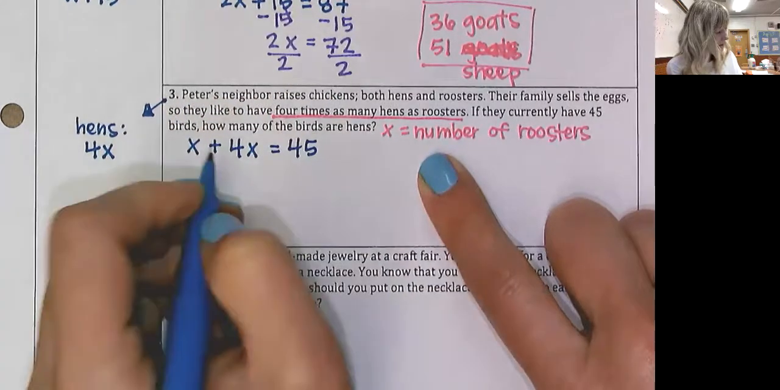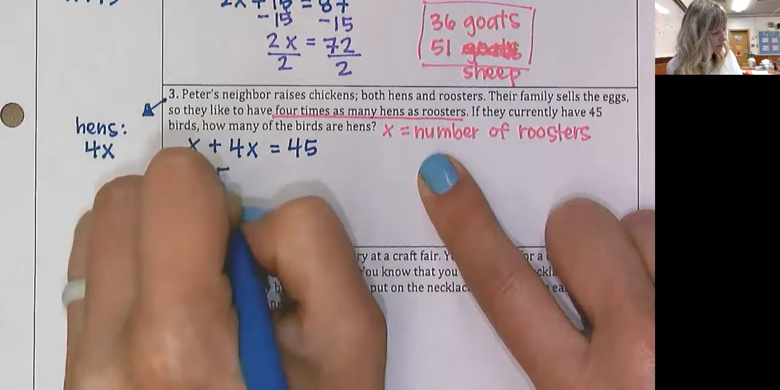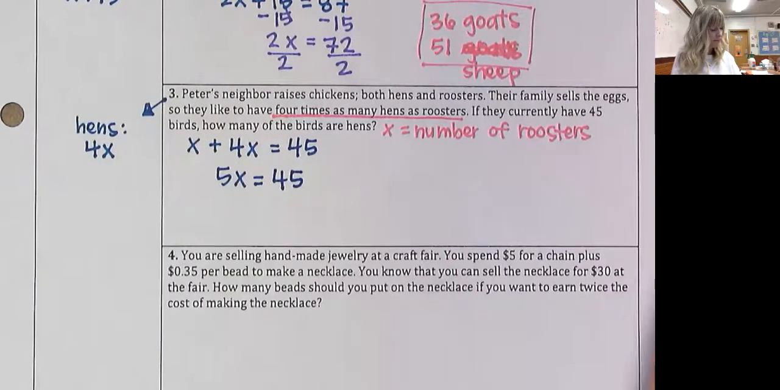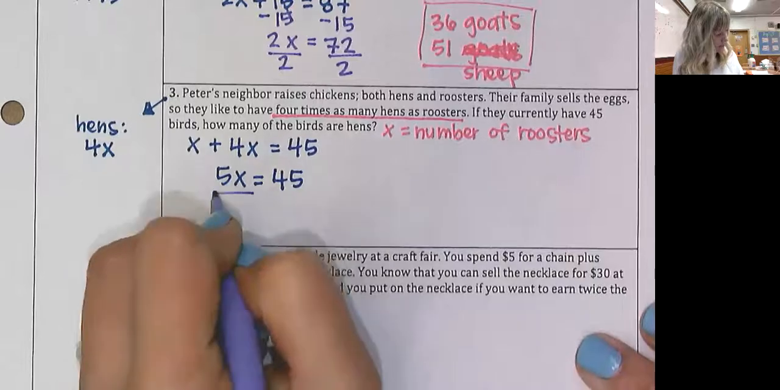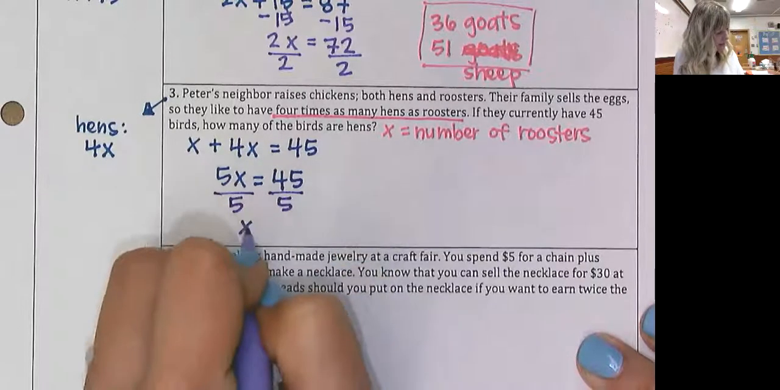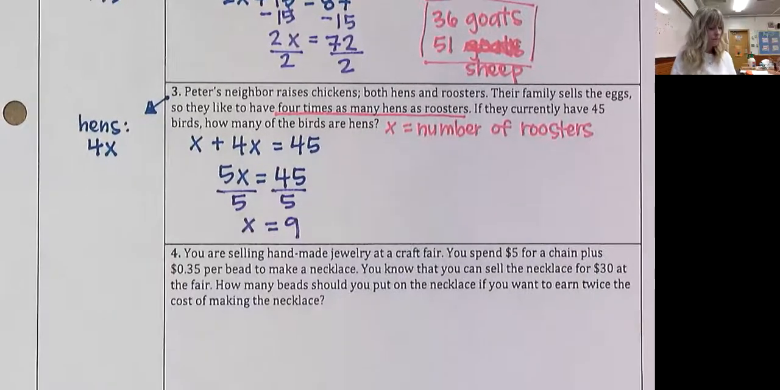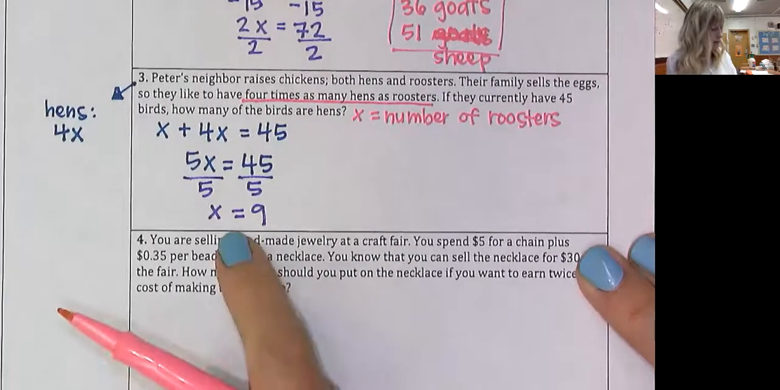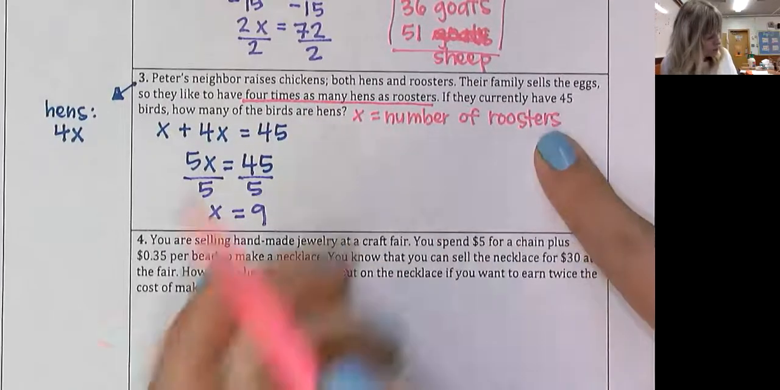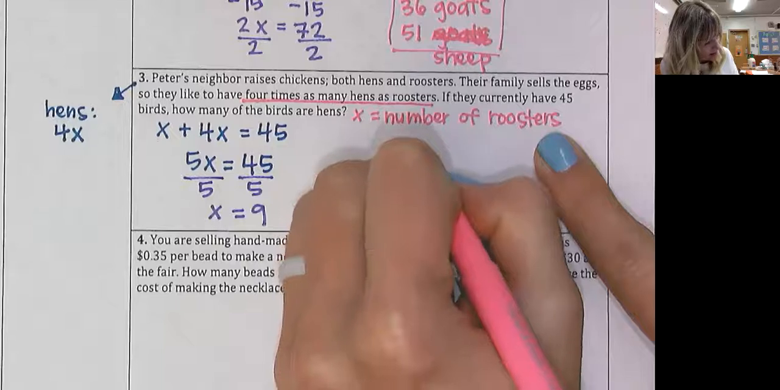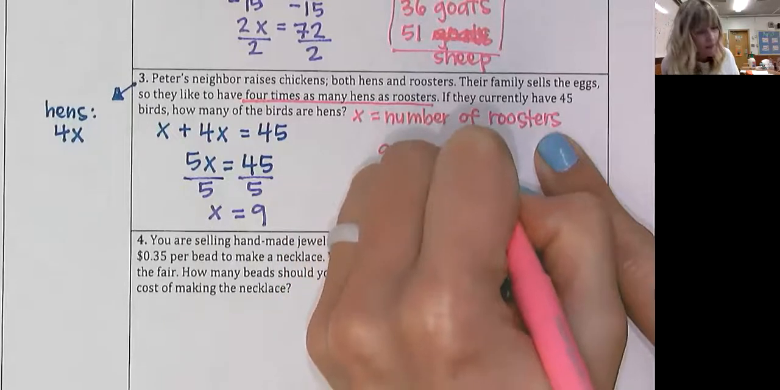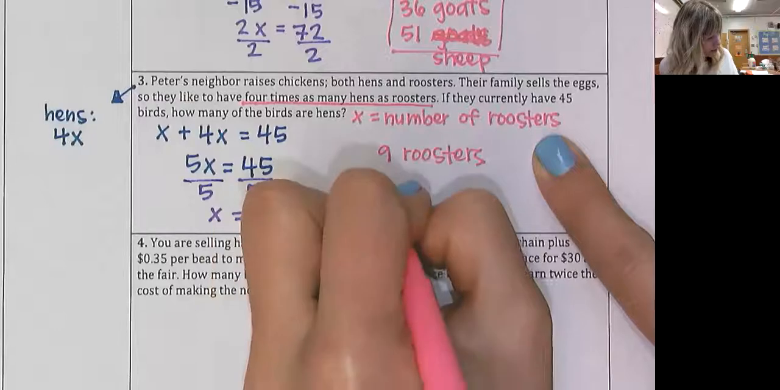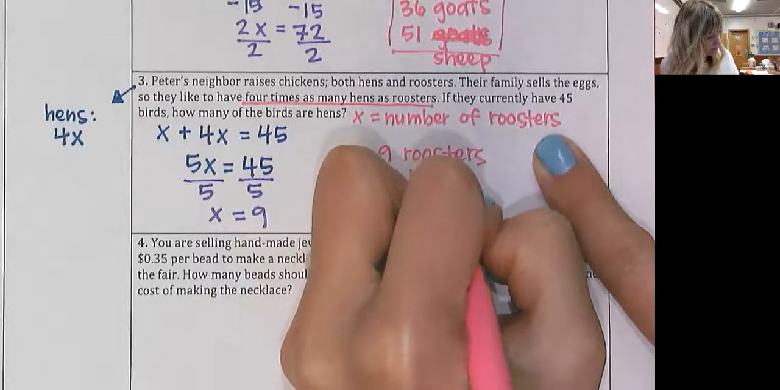Oh, that's pretty easy now. All I gotta do is combine those. 1X plus 4X is 5X equals 45. Now I'm ready for my inverse operations. Divide by 5, and X equals 9. Okay, see if I can get it right this time. What did we just find out? X is 9. 9 is roosters. Peter's neighbor has 9 roosters. How many hens would that be then? Oh, 4 times 9 is 36 hens.